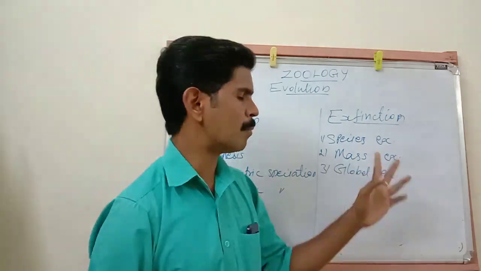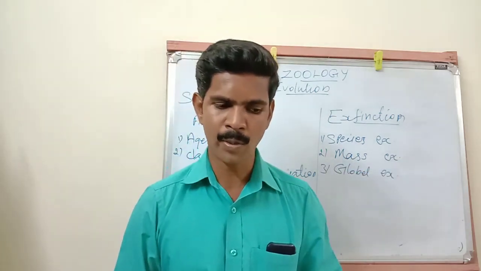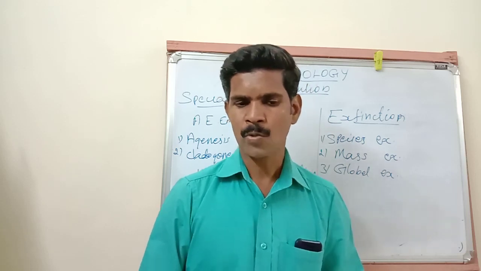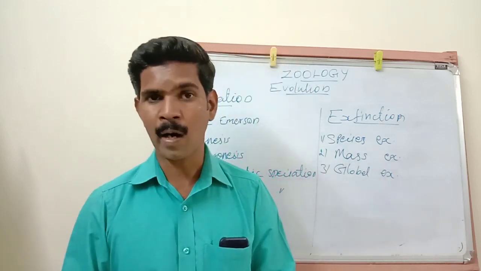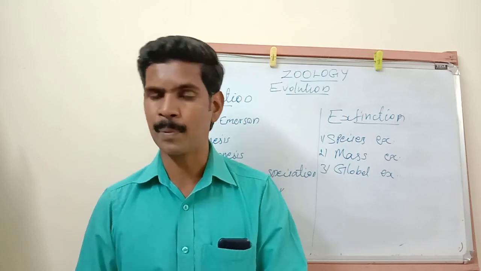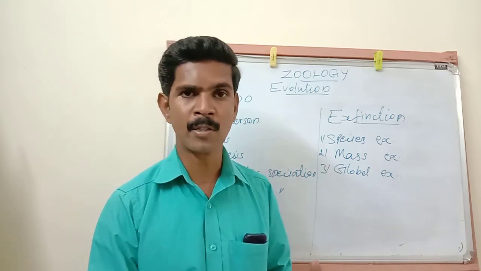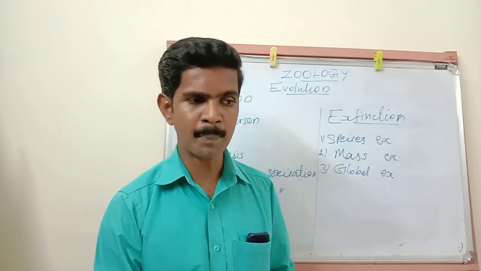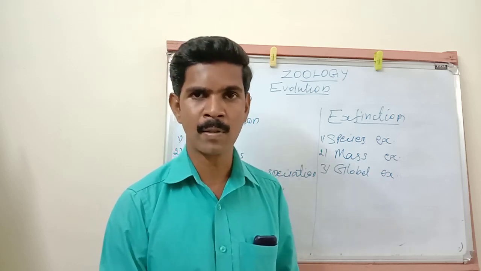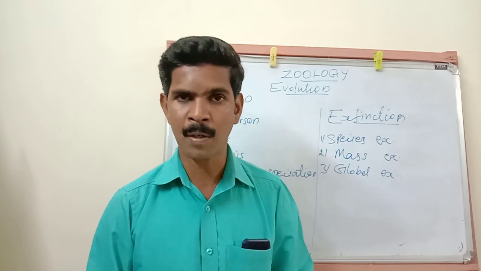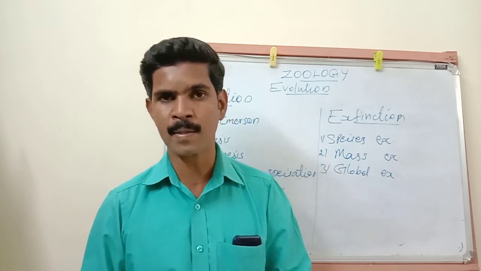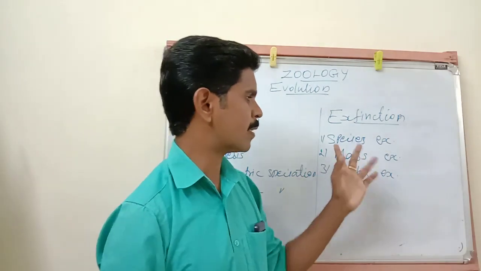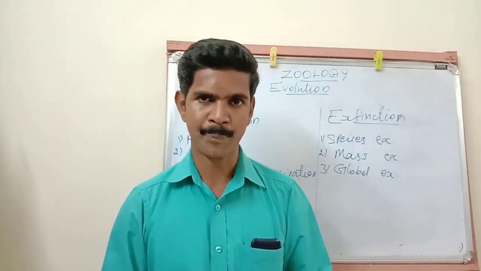And the second one is called mass extinction. In this type of extinction, half or more than half of the population in a particular region or in a particular ecosystem is eliminated or disappears. So this type of extinction is called mass extinction.